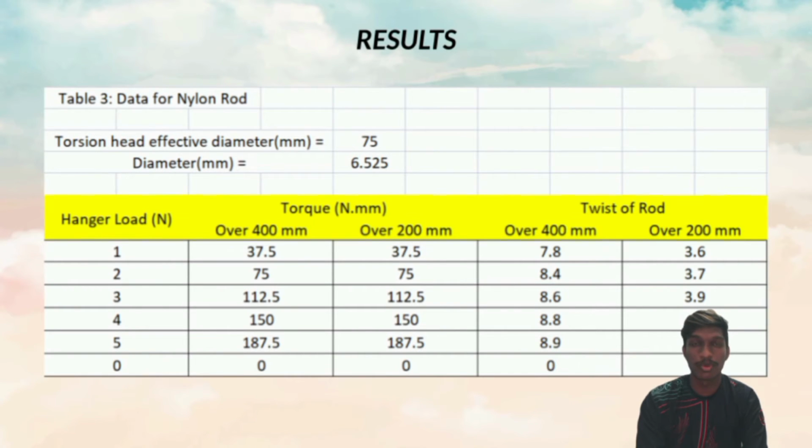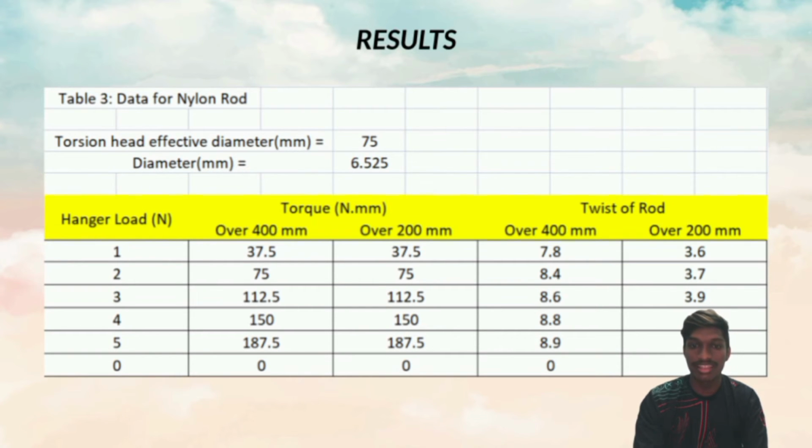Next, we need to plot a graph for each table. The values that we need to use to plot the graph are the torque over 400 mm and over 200 mm and twist over 400 mm and over 200 mm, except for the data for steel rod, where we just need to use the torque and twist over 400 mm. So the x-axis will be the torque and the y-axis will be the twist of the rod.